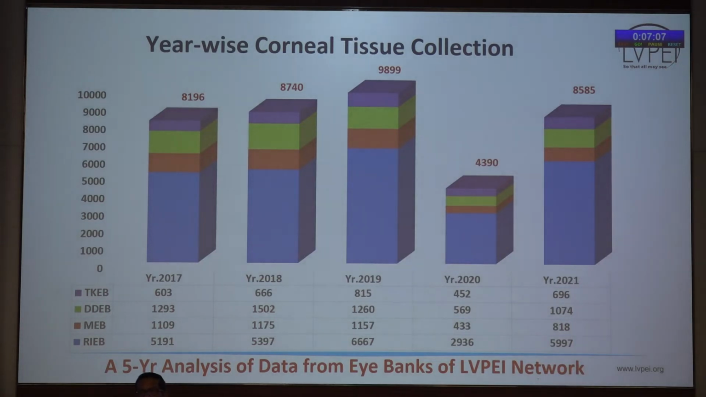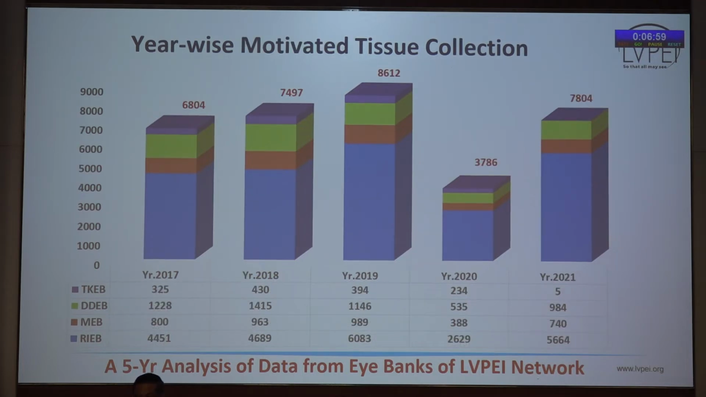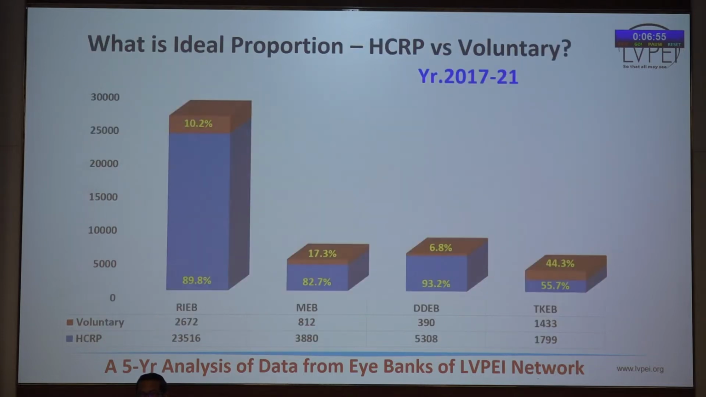So this is a 5-year analysis of collection from our iBanks in 4 places. This is motivated tissue collection, and this is voluntary. So this is mainly important. You can see in the last 5 years, the voluntary share is 6.8 to 44. So it is different in different places. Maybe the awareness is more, although TKV is younger in terms of establishment of iBank compared to DDEV, like Drishtidan iBank, which is in the eastern part. So you can see 6-7%.